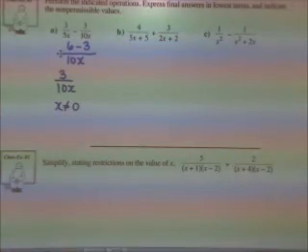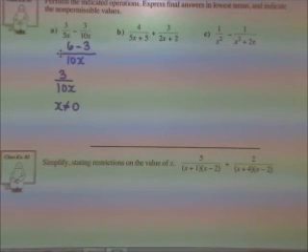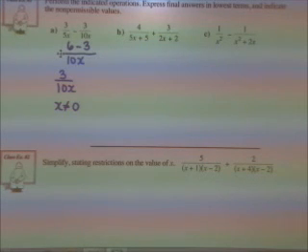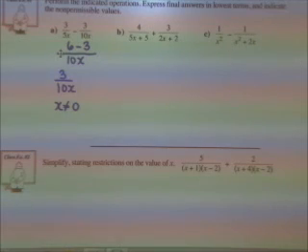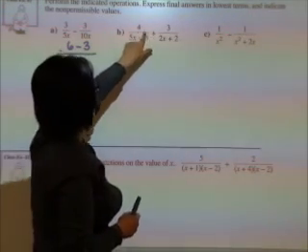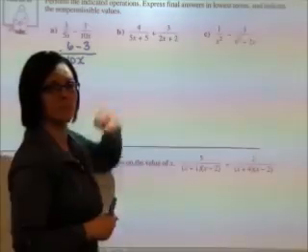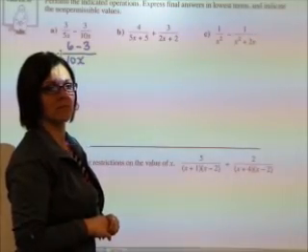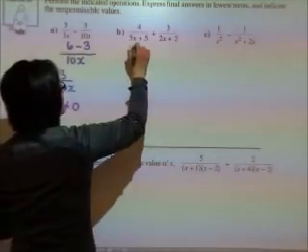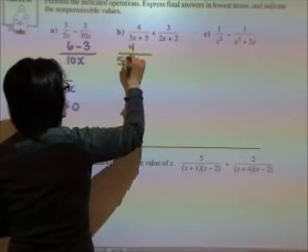So if we look at B, we have a binomial for our denominators. The first thing that I want to check for is, can I factor that binomial in the first expression? So is this binomial factorable? Take out a 5. And what would that leave me with?